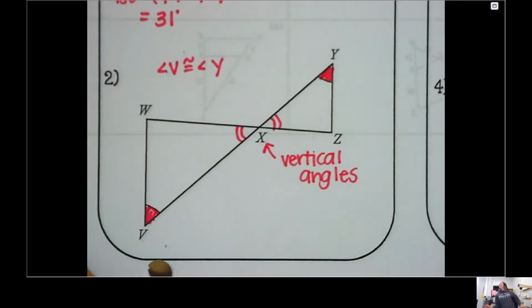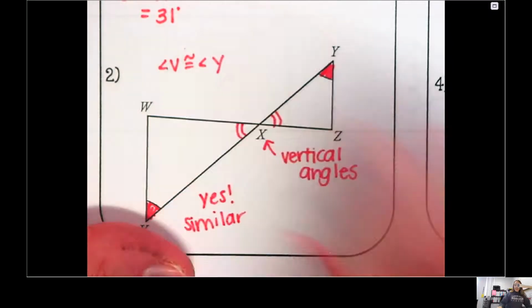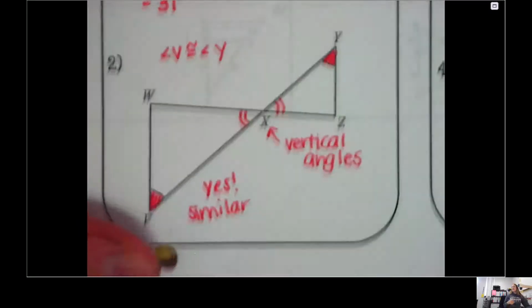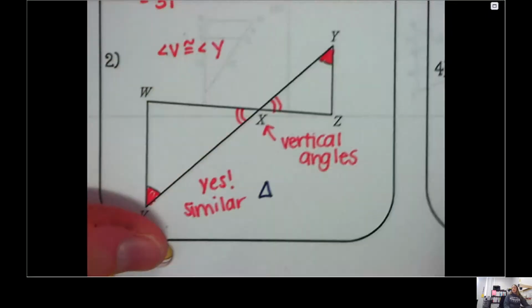All right, so you've got two pair of congruent angles. So are these similar or not similar? Yes, they are similar. I'm just going to put yes. Similar. Okay, who can raise their hand and give me the congruency statement, the sentence for this problem?